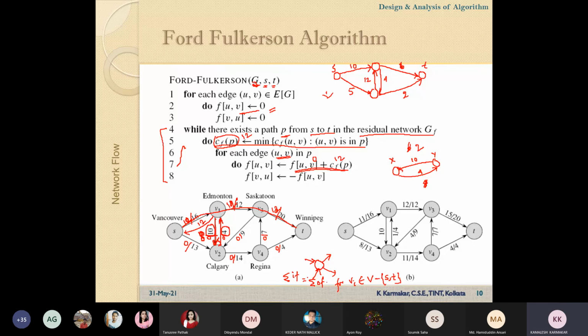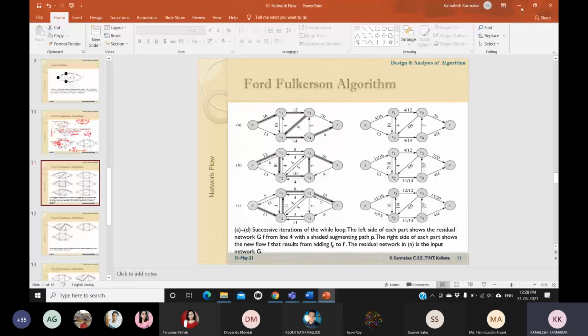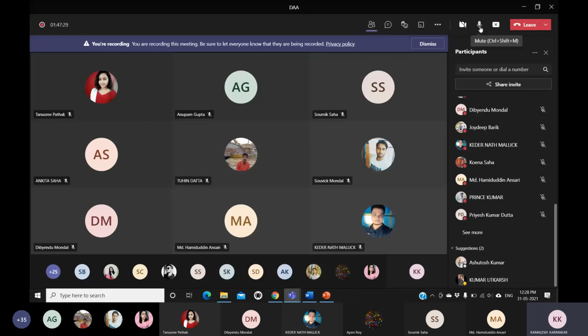So we will discuss the rest of the part of this network flow in the next class. You have another class now. So let us just wrap up this session for today.